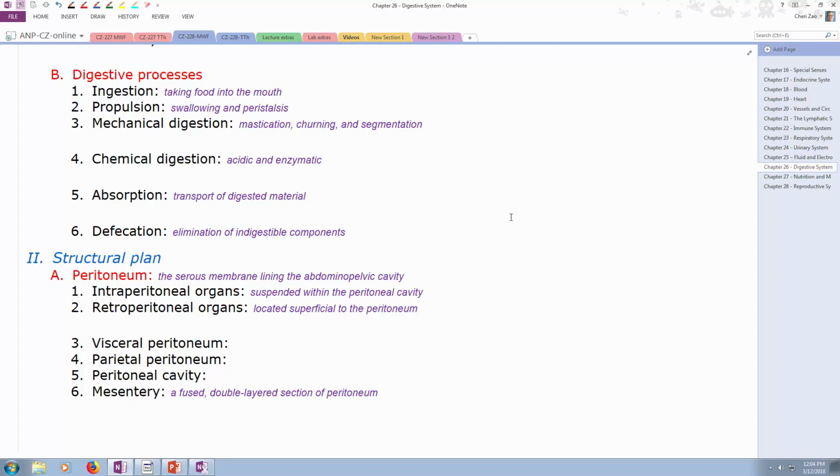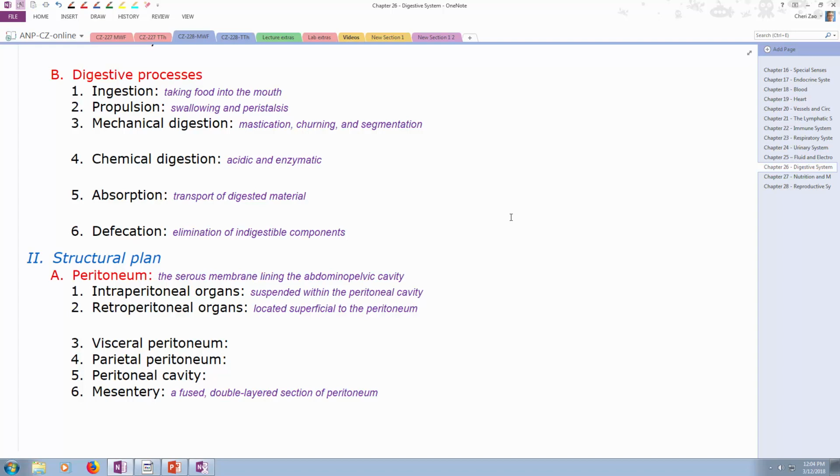Absorption, that means we want the digested materials that are now in molecular form moved into the lumen of the bloodstream, in other words, capillaries, and lymphatic capillaries, which we will learn are actually called lacteals. And then defecation, the elimination of indigestible components, just like the coin went straight on through. Those things that we cannot digest will ultimately be eliminated from the gastrointestinal tract.